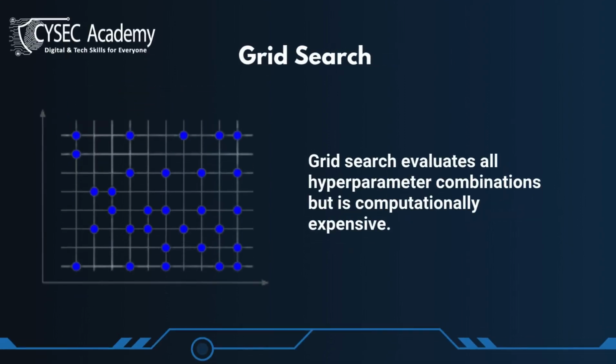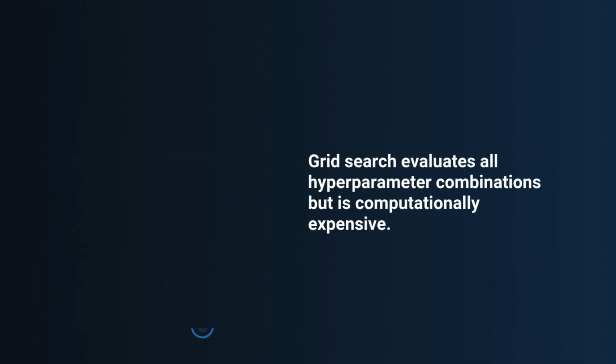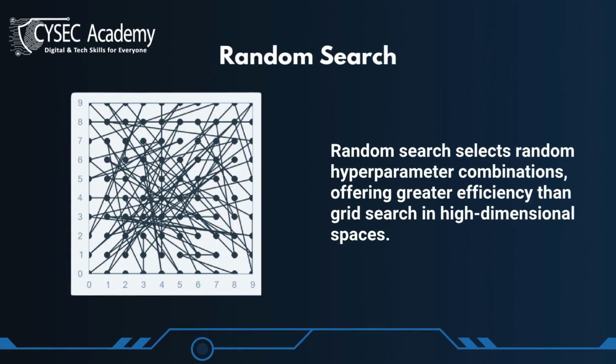1. Grid search. Grid search involves specifying a range of values for each hyperparameter and systematically evaluating all possible combinations. This method exhaustively searches the hyperparameter space but is computationally expensive. Procedure. Define a grid of hyperparameter values, train and evaluate the model for each combination, and select the combination with the best performance.